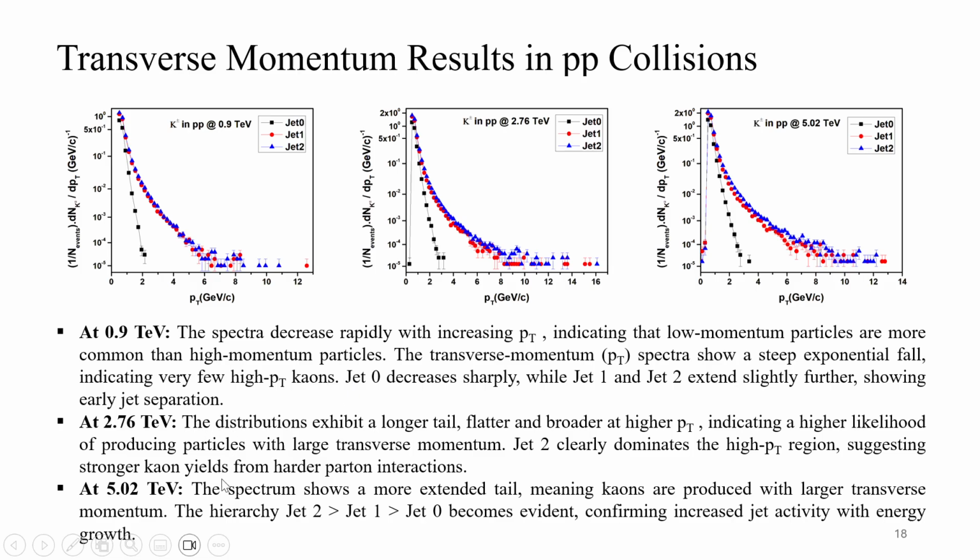And again at 5.02, you can see it goes more to the right side. So it means high momentum particles are also now being produced more.